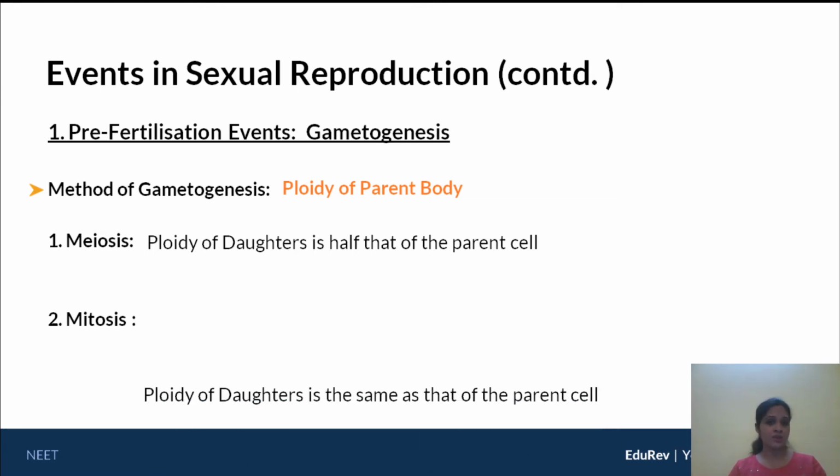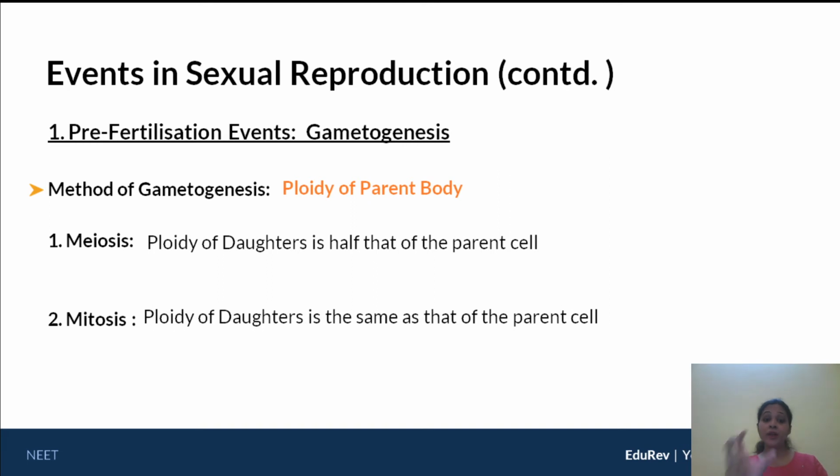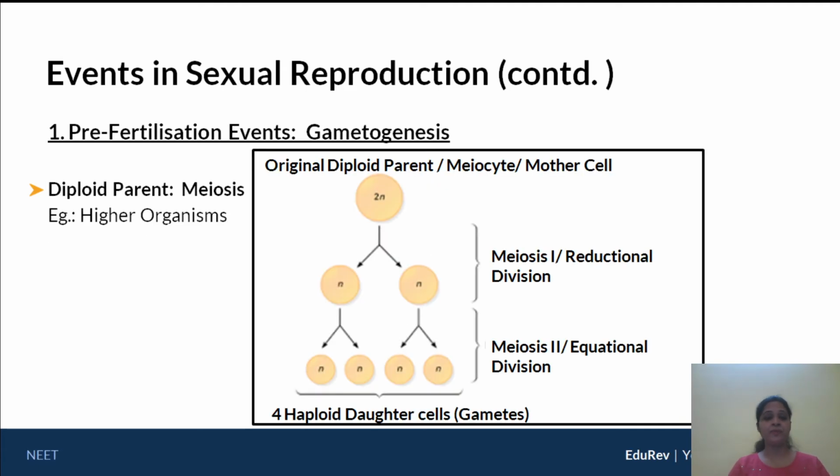However, mitosis, on the other hand, says the ploidy of the daughters has to be the same as that of the parent, implying if the parent is 2n, the daughter is 2n. Also, if the parent is n, that is haploid, the daughter should also be n. So these are the basic rules behind meiosis and mitosis. And that's what we're going to apply in this particular gametogenesis concept.